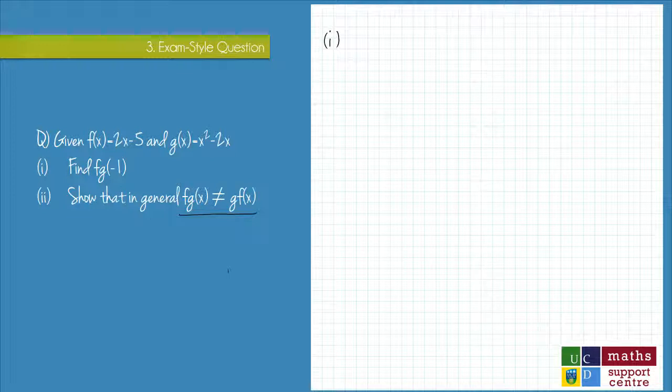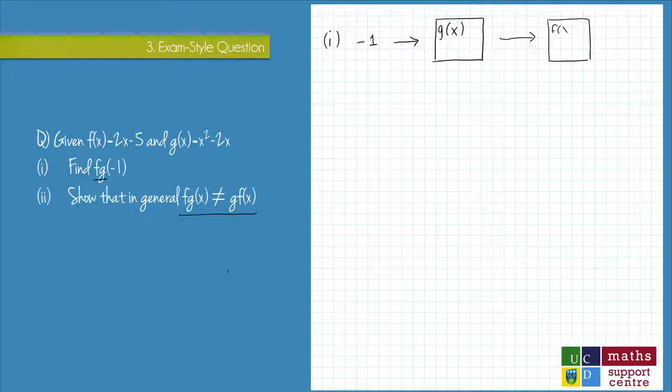In the first part of the question, what are we doing? We are inputting -1 into f of x and g of x. But what's the order? Well, the first function that it's going to go through is g of x. So we saw in the last slide that it's the opposite to as we see it in the notation. So g of x is first rather than f of x. So don't make that mistake. And then the output of g of x will get sent to f of x. And the final output will be f of g of -1.